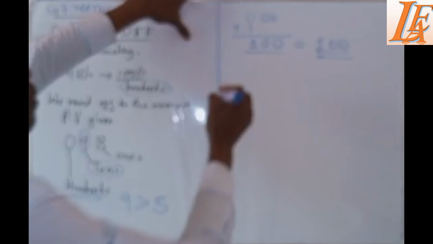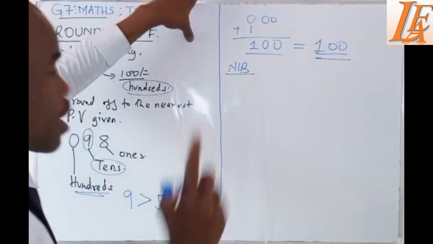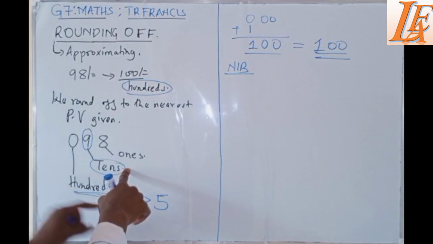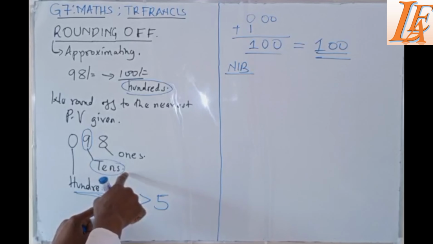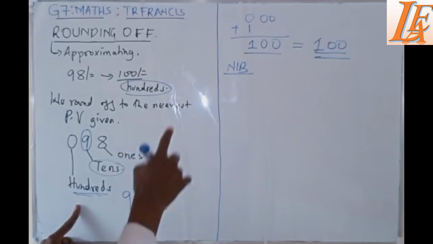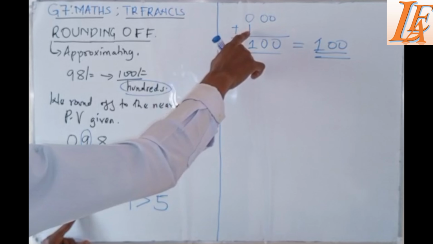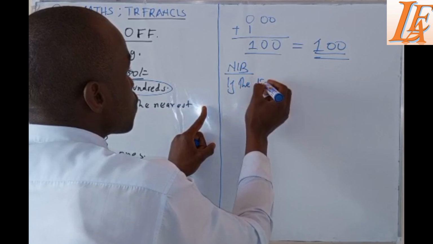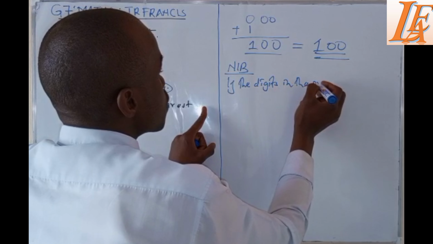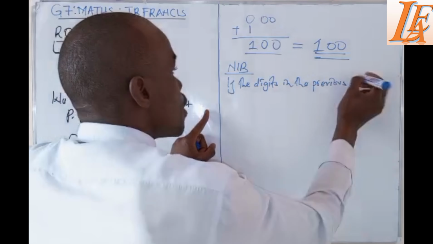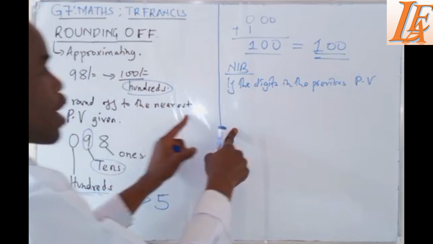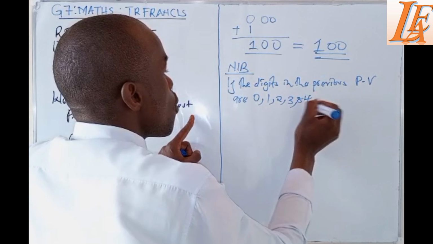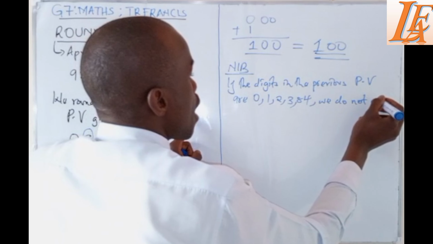We need to note down various facts. One fact is this: if the digits in the place value before the one to be rounded off are 0, 1, 2, 3 and 4, we do not add 1.